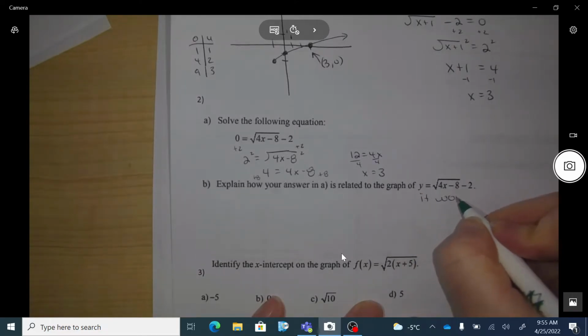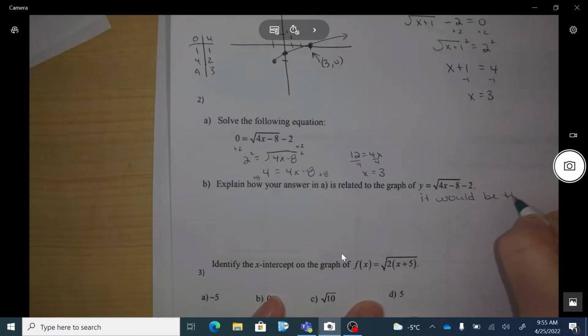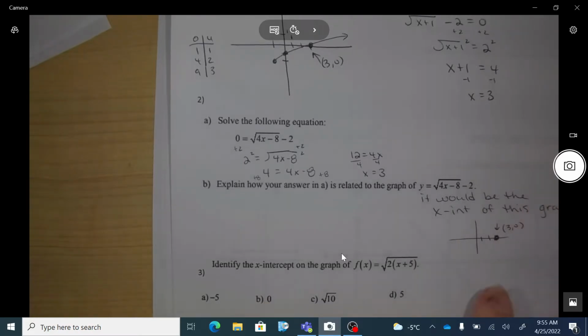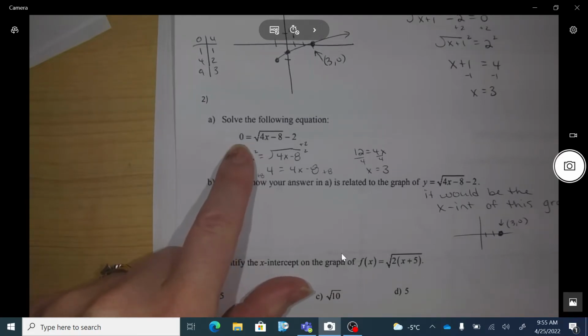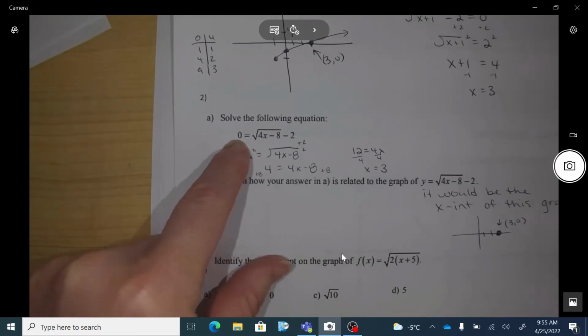It would be the x-intercept of this graph. In other words, this would be your point 3, 0. Because you can see here, this was the replacement for the y value of 0.